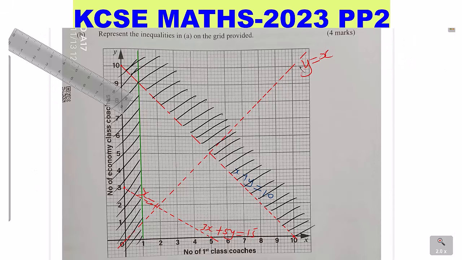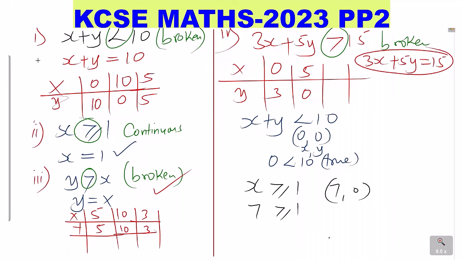So this is the line, y is greater than x. We need to know whether we're going to shade on this side, this side or this side. So let me pick a point that is on this side. For example, I'll pick (5, 2). Let us test. The equation is y is greater than x.